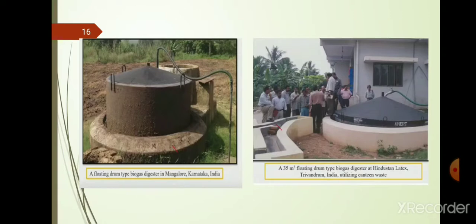So these are a few pictures. The first one is a floating drum type digester installed in Mangalore, and another one is a digester installed in Trivandrum, at Hindustan Latex, utilizing canteen waste. So all of them you can see are made of metal, and you can see the gas holder at the top, the outlet pipe coming out, etc.